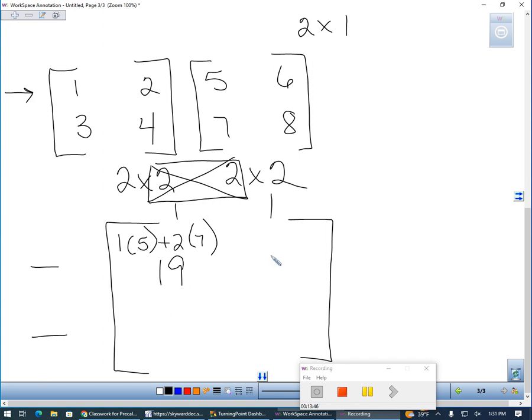The second spot, this spot is A12. So that means I'm multiplying row 1 by column 2. So I'm going to go 1 times 6 plus 2 times 8. It is 22.